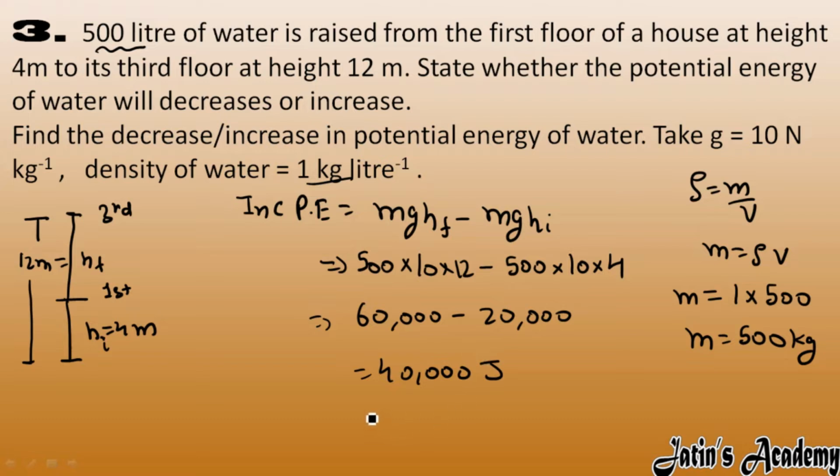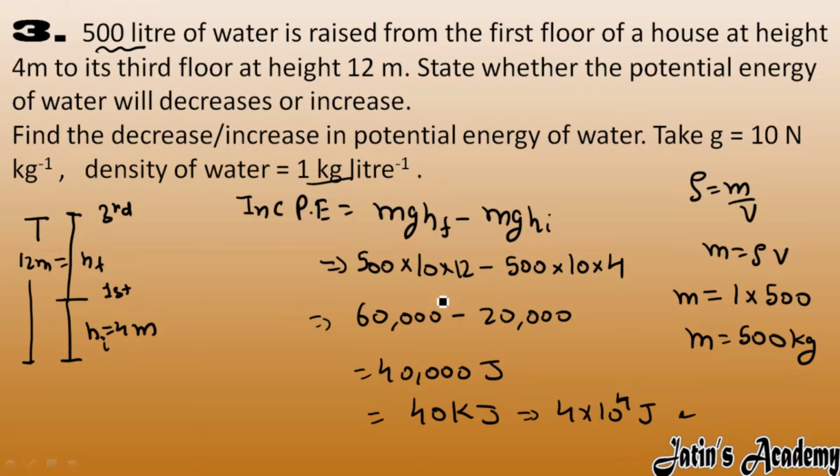So here you can also write 10 raised to power 3 into joule, 40 kilojoule. So the increase in the potential energy, we got it as 40 kilojoule. You can also write it in the zeros form, that is 4 into 10 raised to power 4 joule. In any way you can represent your answer.